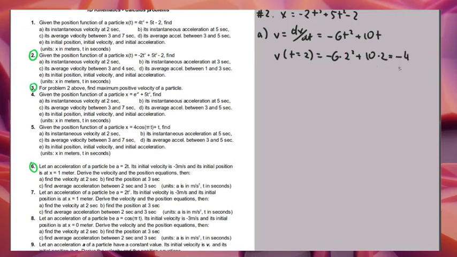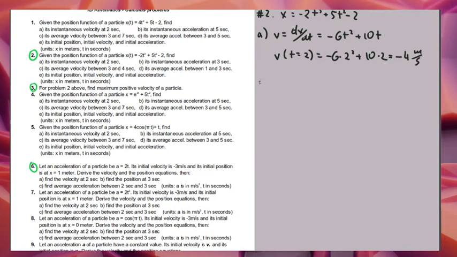Do I have units for this? I don't see units. We'll probably make up some units. Time is in seconds, but I don't see units for the position. Just say it's meters. So meters per second is the instantaneous velocity at 2 seconds.